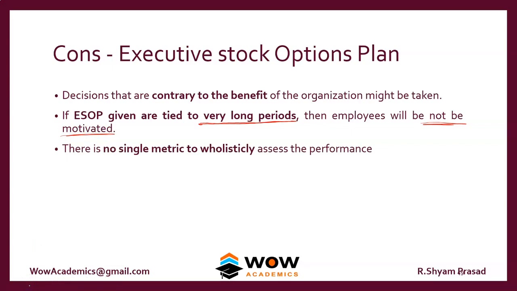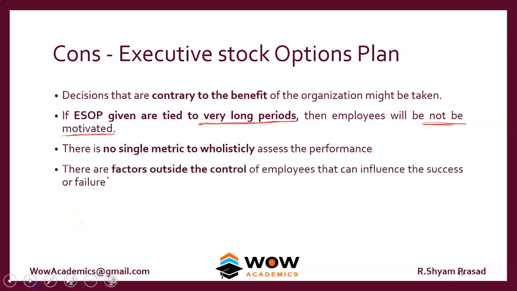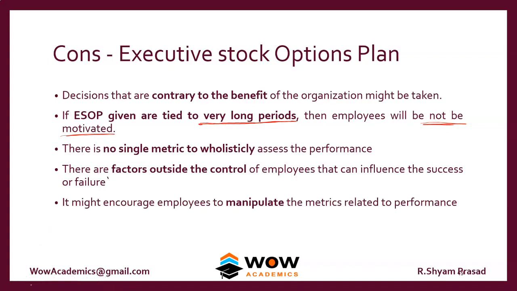There is no single metric to assess the company's performance. We say that the share price increase is good, but what if the CEOs and managers are manipulating the share price? That can be a problem. To solve one problem, we have actually created another problem. There are factors which are outside the control of the employees. Assume that they have done a really good job and in the 3 years' time the share price is going up, but in the third year there's a recession and the share price goes down. The employees will be really demotivated there. It might also encourage employees to manipulate the share price. That is a very, very bad problem with ESOPs.